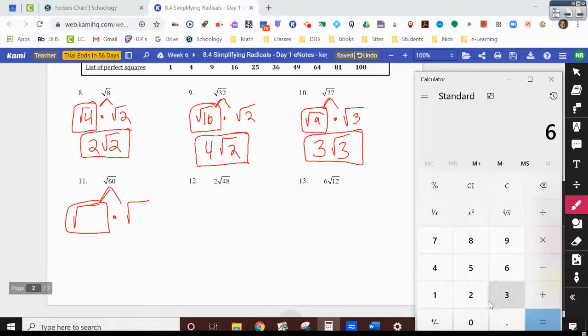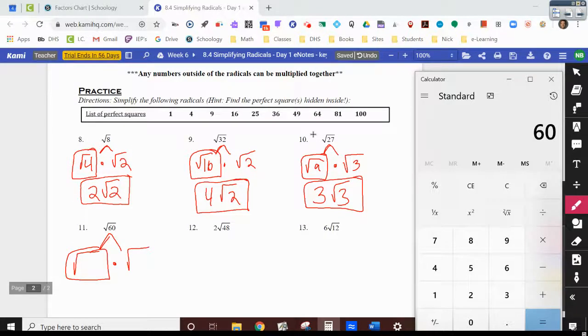So again, we're going to type in 60, and we're going to start dividing by these perfect square numbers. Well, 64 is too big, so maybe I'll try 49. So 60 divided by 49. Nope, that doesn't work. How about the next one, 36? 60 divided by 36. Nope, that didn't work. 60 divided by 25. Nope.